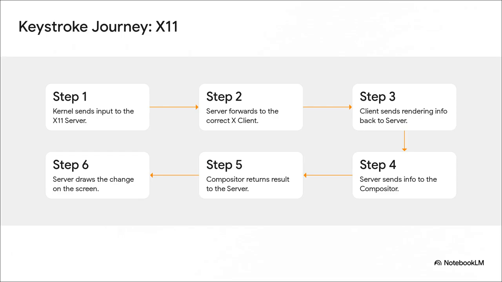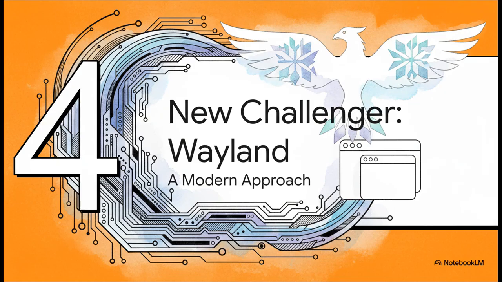After all that back and forth, the server finally gets to draw the change on your screen. It's worked for years, but all those steps can create lag and even some security headaches. That complexity is the exact reason a new challenger showed up. To fix problems like screen tearing and to beef up security, developers basically started over to design a much simpler, more efficient system. And that system is Wayland.